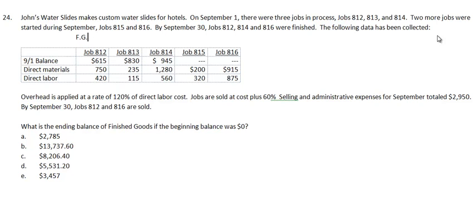So if I finished job 812, that means that the cost went to finished goods. Because remember, your cost flow is raw materials, work in process to finished goods. So once I complete a job, the cost of that job is going to transfer to the finished goods account. So right now, the cost of job 12 is in finished goods. The same for job 814 and the same for job 816.